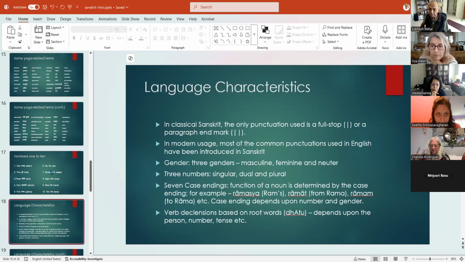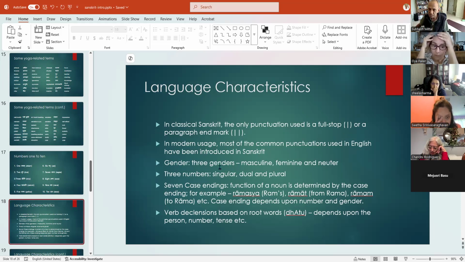Okay, so let's move on. I'm going to read these. In classical Sanskrit, the only punctuation used is full stop or a paragraph end mark. But in modern usage, most of the common punctuations used in English have been introduced in Sanskrit now. So if you read the modern literature, you will see commas and colon and semicolon and all that. But in the old literature, nothing. No punctuation marks. If you read a book by Kalidas, for example, there will be no punctuation marks there. Just the full stop or a paragraph mark.